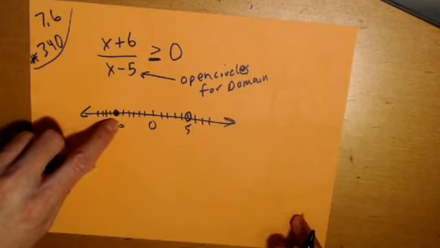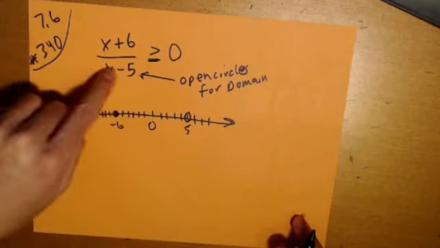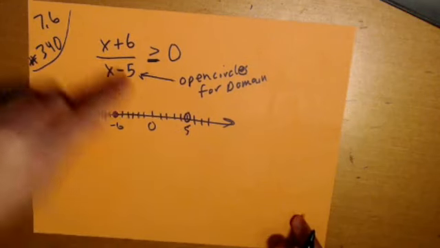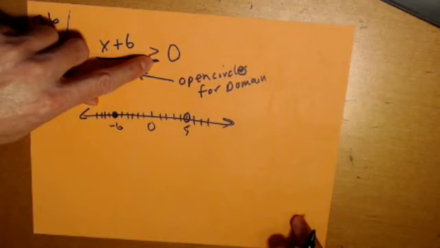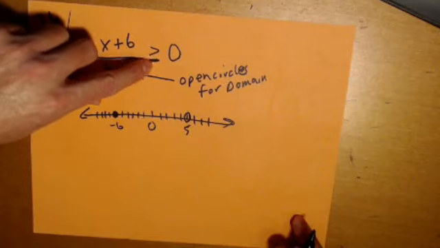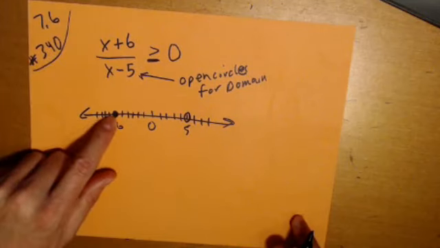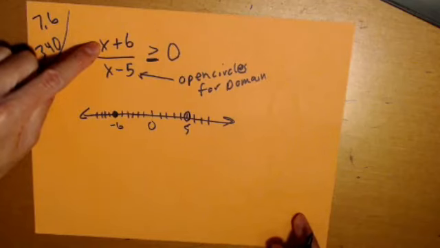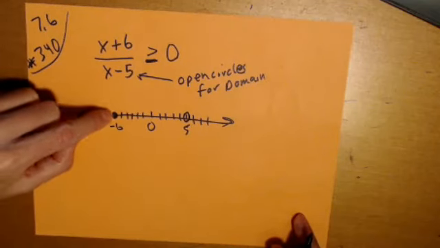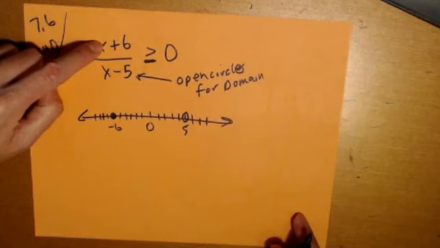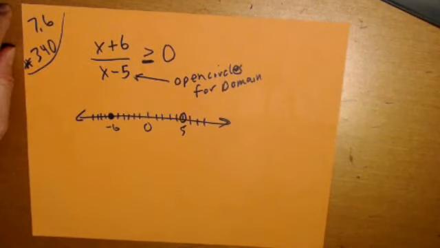So closed circle. So the denominator is always going to get open circles. And then the top, depending on whether or not it's underlined, if it's an or equal to, will tell you whether, when you set the top equal to 0, it gets an open circle or closed circle. So far we have closed circle for the top. Already confusing. Okay. Just go along with it. The next one will make more sense.